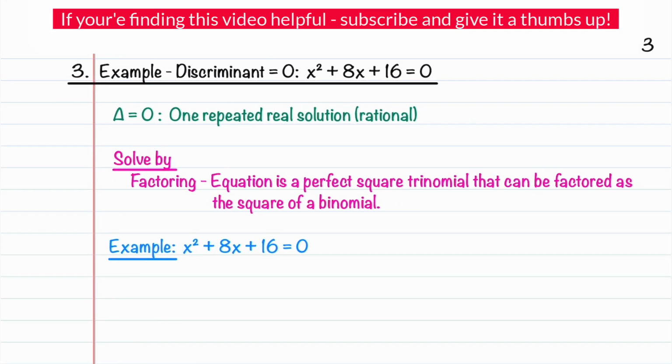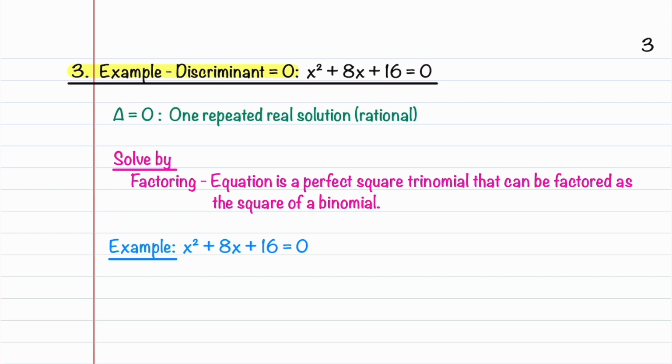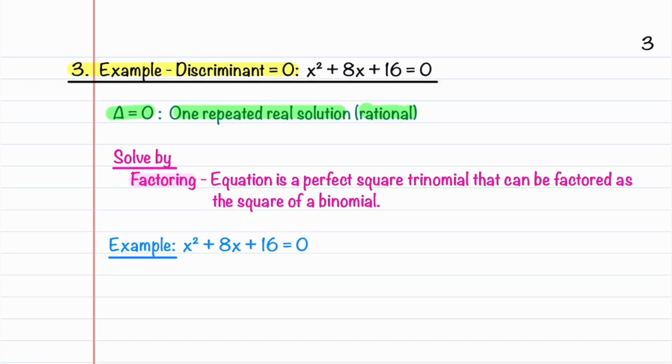Let's now look at our next example. This example is where the discriminant is equal to 0. Just like we talked about previously, when the discriminant is equal to 0, we're going to get one repeated real solution, and it's going to be a rational solution. We're going to solve it by factoring, and we're going to factor it by noticing that the equation is a perfect square trinomial, and we can factor it as the square of a binomial. Let's look at this example and see how that works.